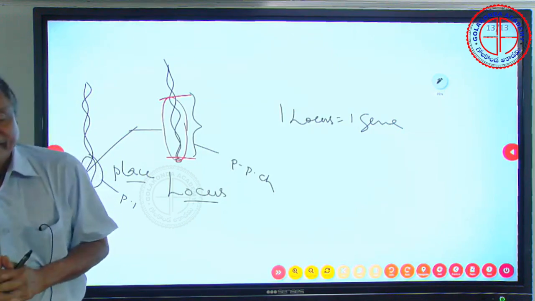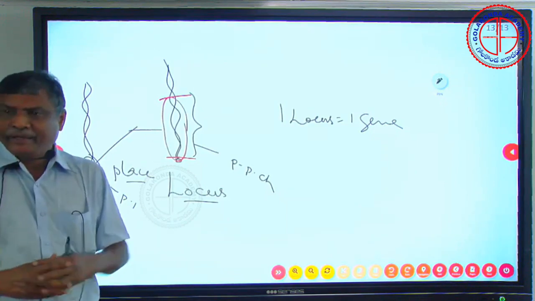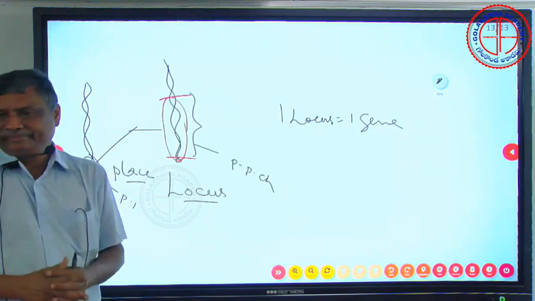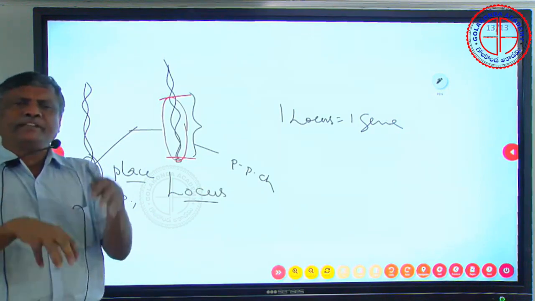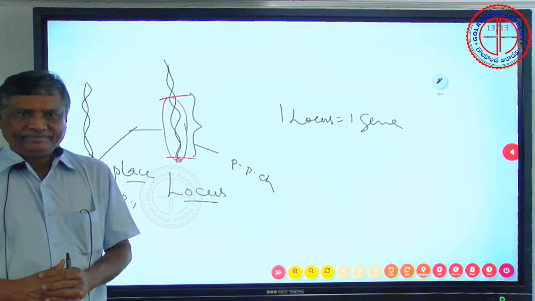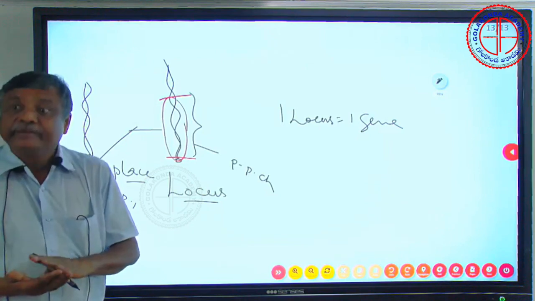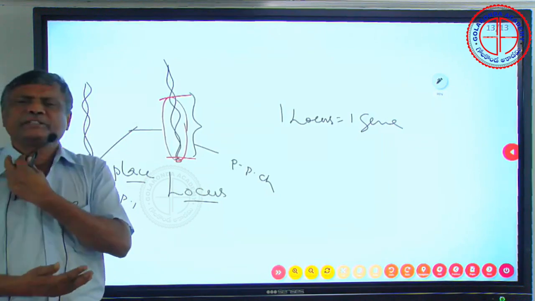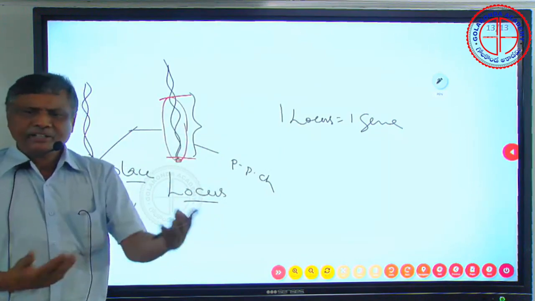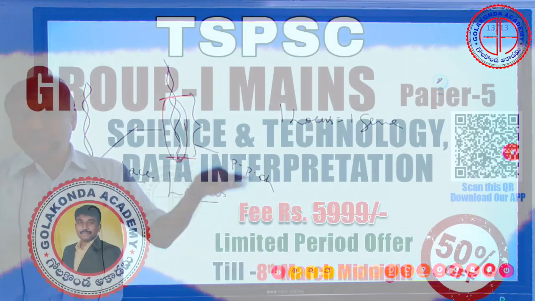Generally, 99% of the time the locus is filled with a gene. But recent views explain that a locus can be filled with more than one gene, which means multiple genes can be arranged in the same locus. At that time, the locus is known as loci.